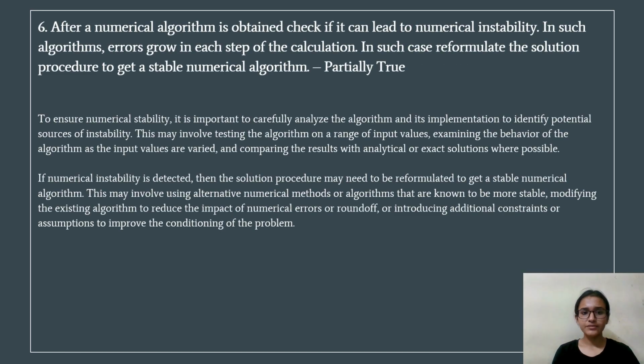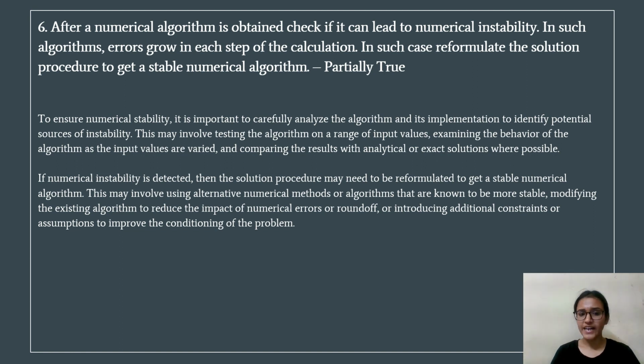The statement is: after a numerical algorithm is obtained, check if it can lead to numerical instability. In such algorithms, error grows in each step of calculation. In such a case, reformulate the solution procedure to get a stable numerical algorithm. So it can indeed lead to numerical instability, where error grows in each step of calculation.